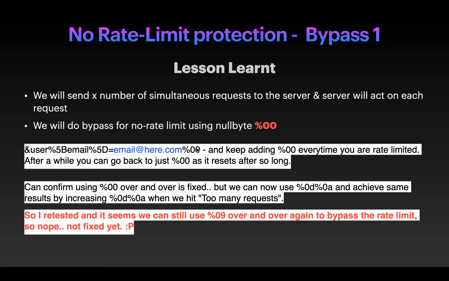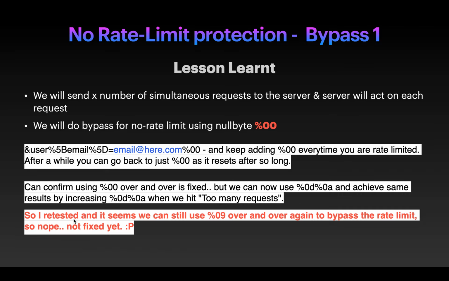As you can see here, we added the null byte at the end of the email address, and keep adding %00 every time you are rate limited. After a while, you can go back to just %00, as it resets after so long. This was the first approach. Second, he was able to bypass using %0D %0A, and achieve the same results by increasing %0D %0A when we hit too many requests. This was the second bypass.